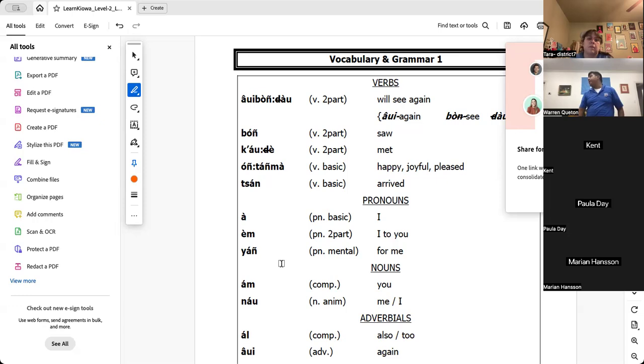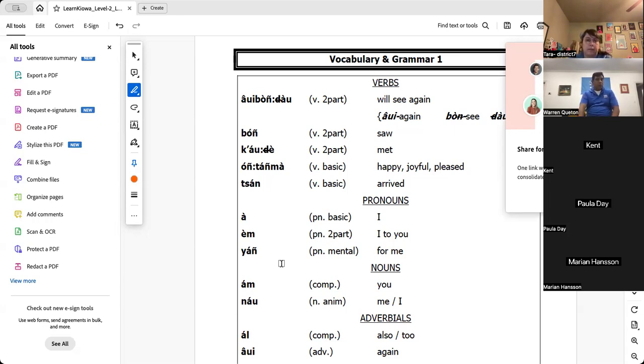On tama. On tama. So that's what you're saying with happy, joyful, or pleased. And then the word for arrived, san. It's not a hard TS, but just a san. So you hear that word san, that you came over. I'm glad y'all came over tonight. San, has arrived, came. Those are the verbs we learned in this lesson.